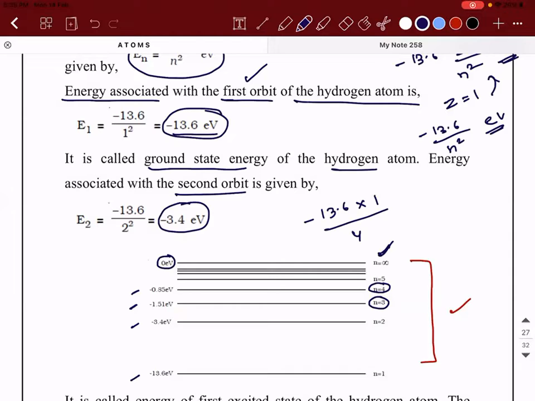That is, when the electron is pulled out of the electrostatic pull of the nucleus, we say that the energy of that electron is 0. I mean, I'm talking about the total energy of the electron put together being 0.